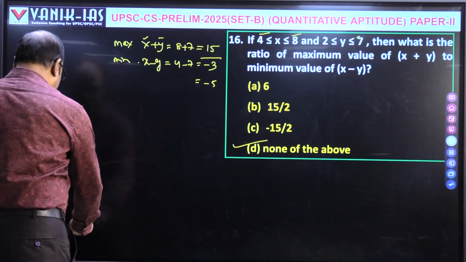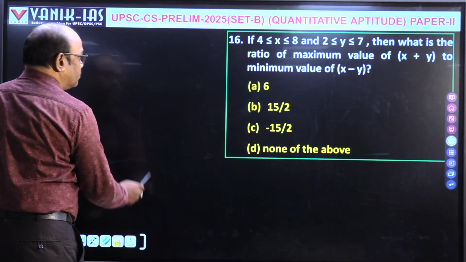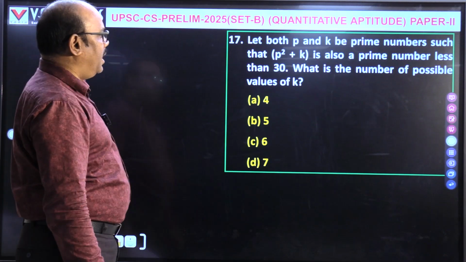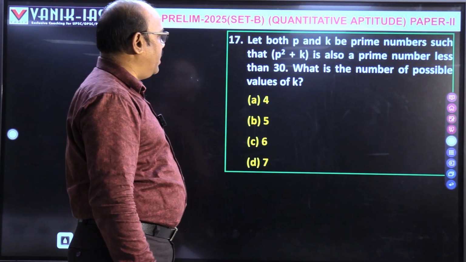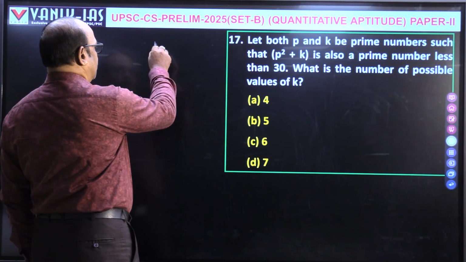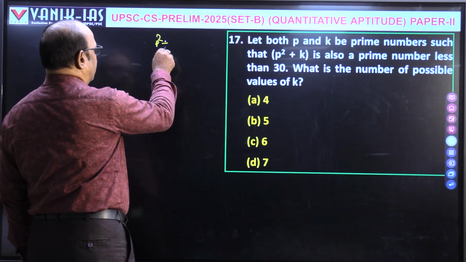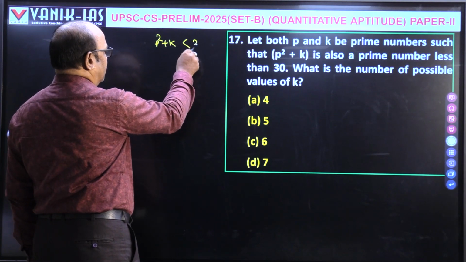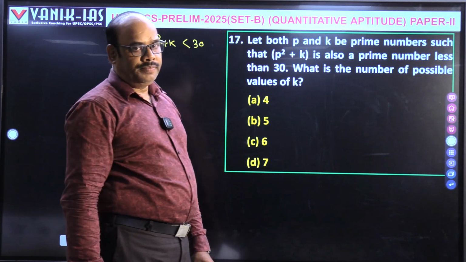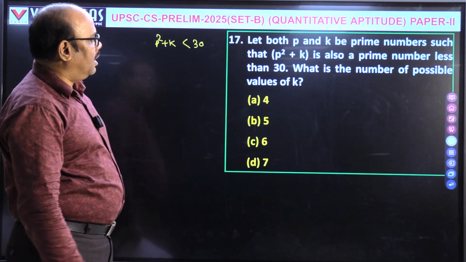Next question, number 17. Let both p and k be prime numbers such that p square plus k is also a prime number less than 30. The question is, what is the number of possible values of k? And p and k both are prime numbers.